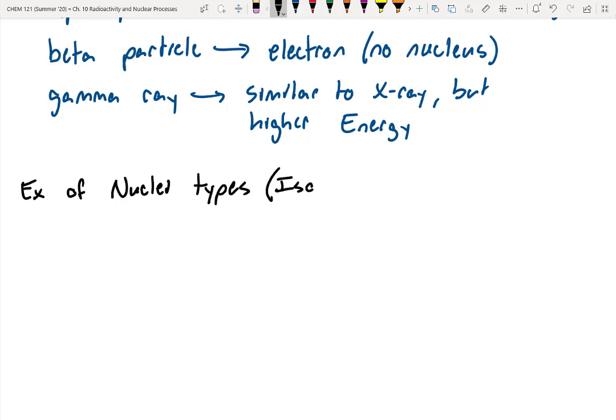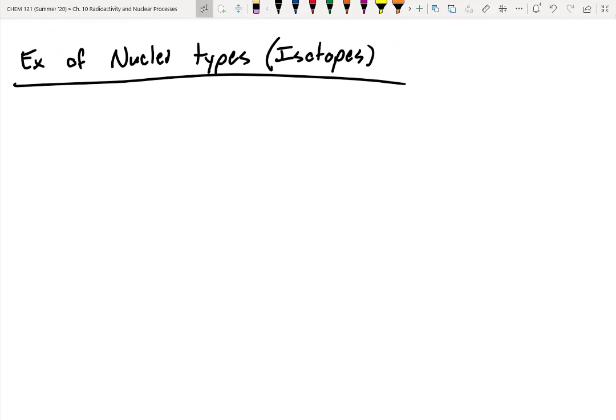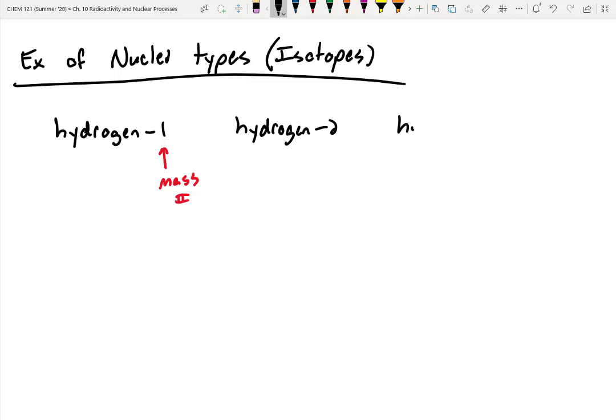Let's take a look at these isotopes here, right? So let's focus in on hydrogen, the most common element in our universe, right? So we could have hydrogen 1. That just means that this has a mass number of 1. Or we could have hydrogen 2. As you can imagine, it's still hydrogen, just a different isotope. And then next we can have hydrogen 3. Again, that's just an isotope, right?